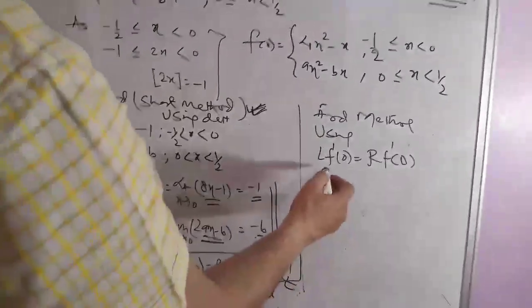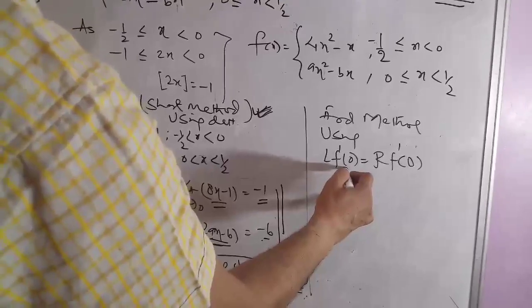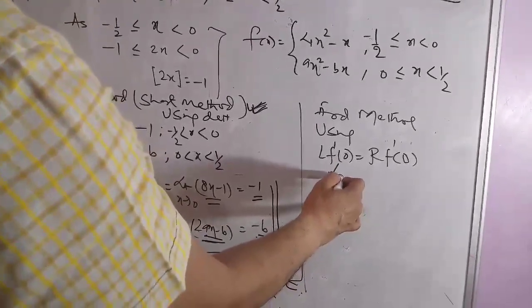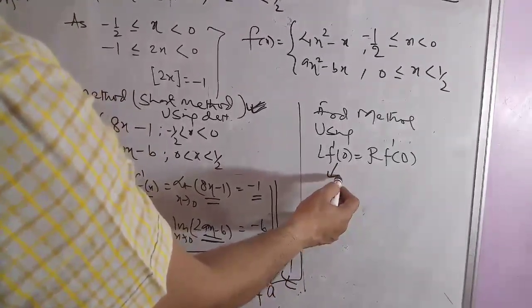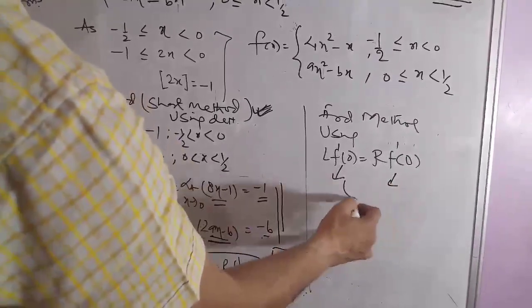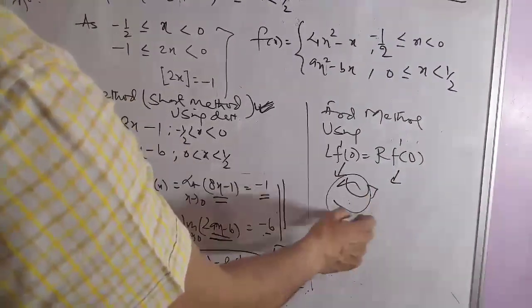Second method, we can use the formula for the derivative at a point, the left hand derivative at 0 and right hand derivative at 0, the analytical formula, and find the values of a and b.